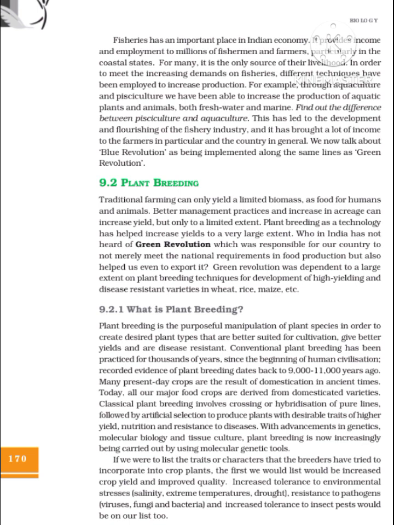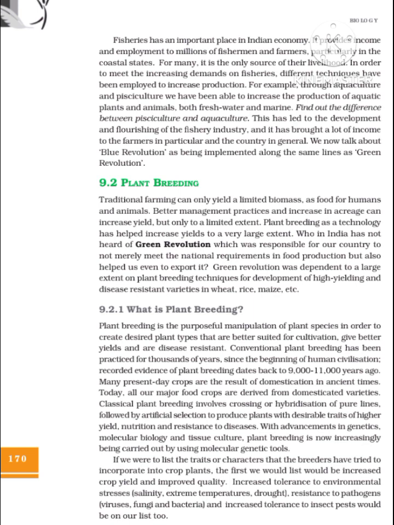Classical plant breeding involves crossing or hybridization of pure lines, followed by artificial selection to produce plants with desirable traits of higher yield, nutrition, and resistance to diseases. With advancements in genetics, molecular biology, and tissue culture, plant breeding is now increasingly being carried out by using molecular genetic tools.